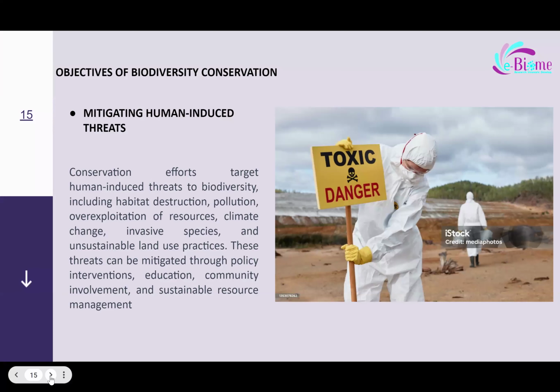Also, mitigating human-induced threats. If we conserve biodiversity, in a way we are also preventing human threat. So it goes two ways: ensuring that the species and the ecosystems are resilient, and at the same time preventing human influence. When we are able to do this effectively, we mitigate human-induced threats like the release of toxins into the environment, indiscriminate lumbering, and all of that. So these things, in essence, protect biodiversity against the threat of human destruction and pollution.